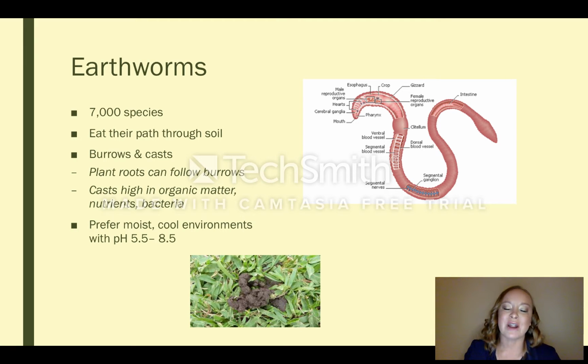And these casts are very high in organic matter, nutrients, and bacteria. In fact, these casts, when compared to normal soil, have higher levels of cation exchange capacity, specifically calcium and potassium. They also have higher levels of soluble phosphorus and total nitrogen content. And also, earthworms prefer moist, cool environments with a lot of air, generally with a neutral pH of 5.5 to 8.5.